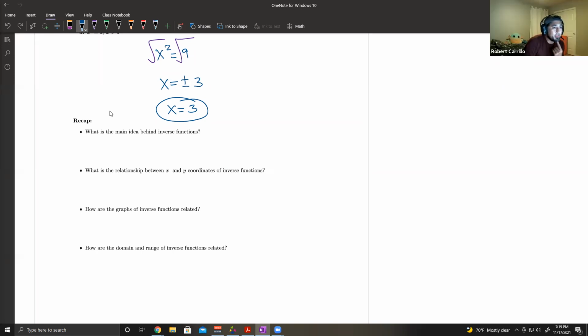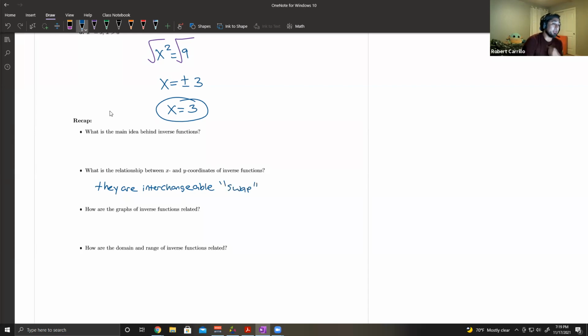We don't want to say that inverse functions are positive because that's the only examples we'd be given. Inverse functions can be negative. So the main, we'll skip that one for now. We'll go to the other 3. I'll think of it later. What is the relationship between x and y coordinates of the inverse functions? They are interchangeable. Or we like to say swap.